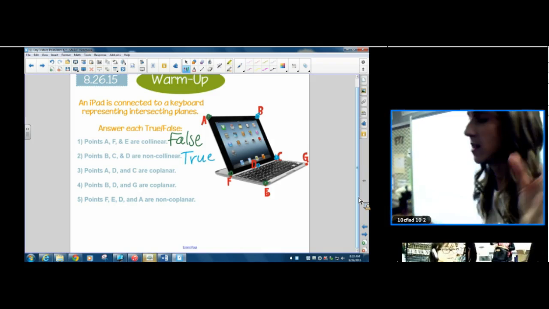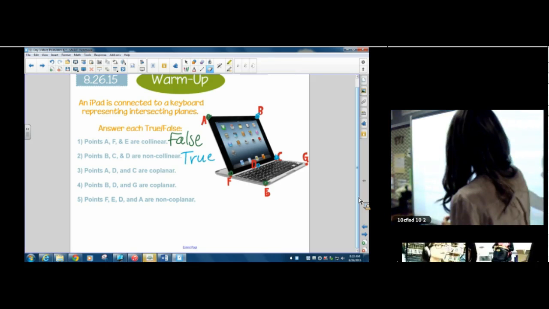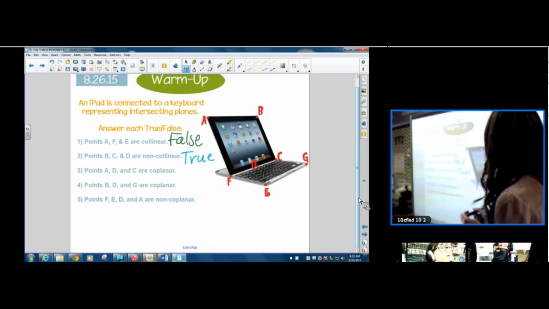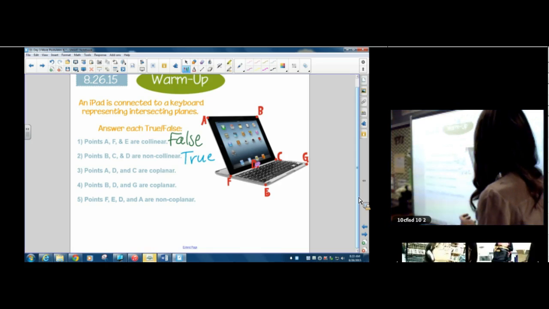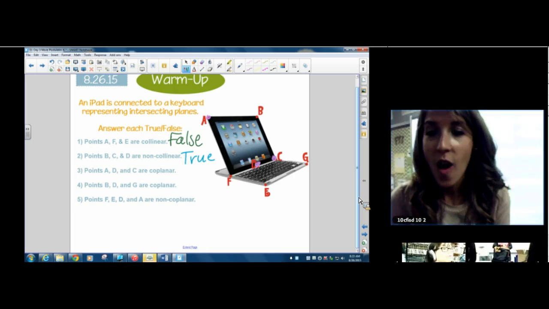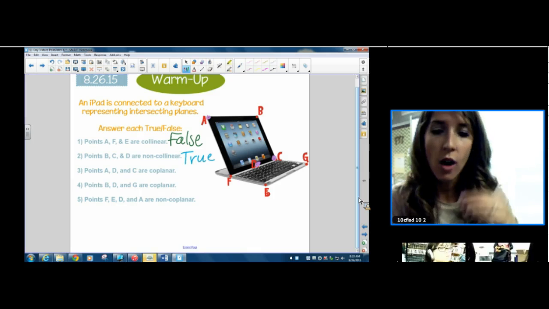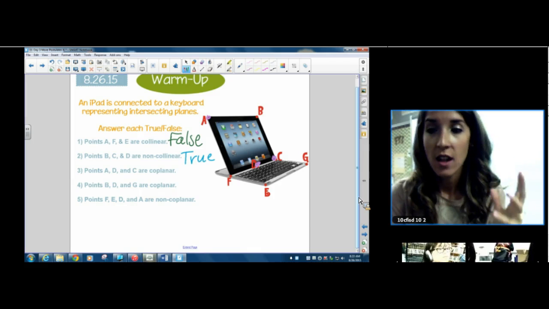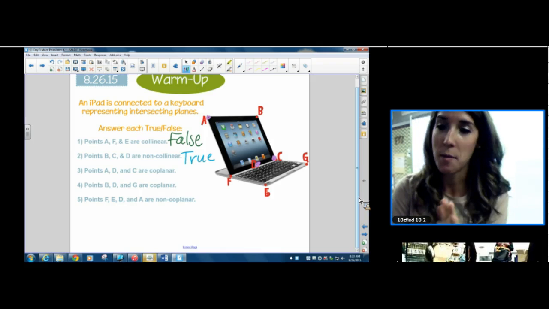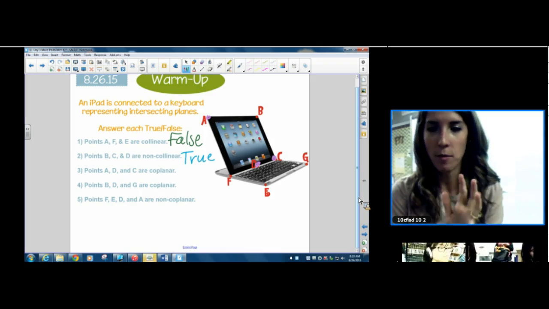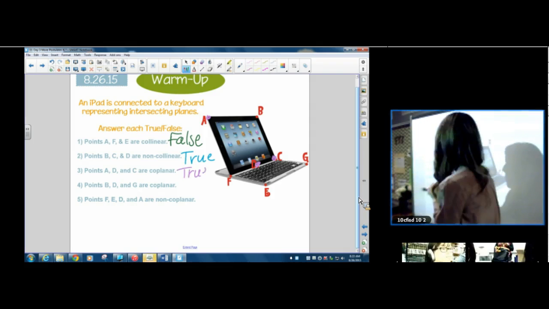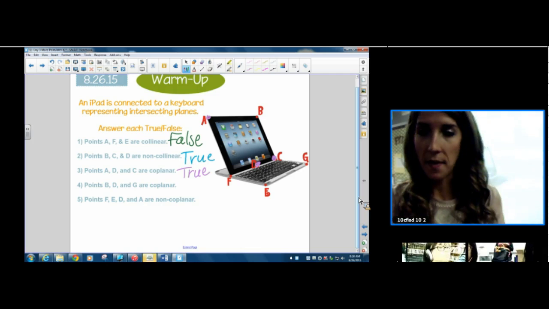Number three. A, D, and C are coplanar. All 3 points, A, D, and C, all three of them are touching the iPad screen. So they are all in the plane of the iPad. Now, some of them are also in the plane of the keyboard, but we're not worried about that. So yes, these are all in the same plane. And we're going to learn more about that later.